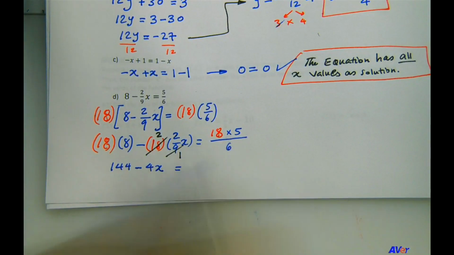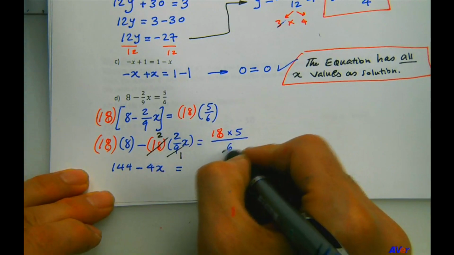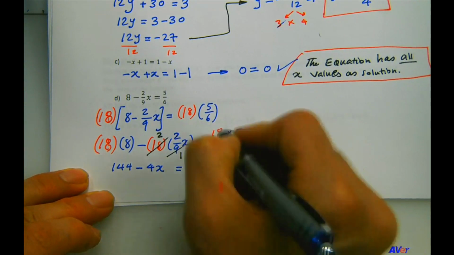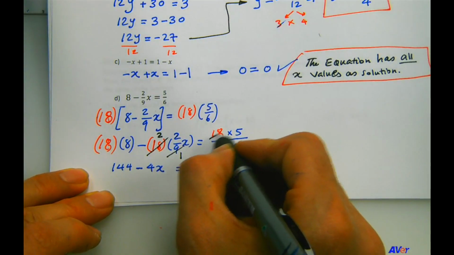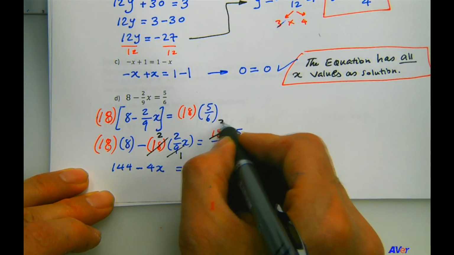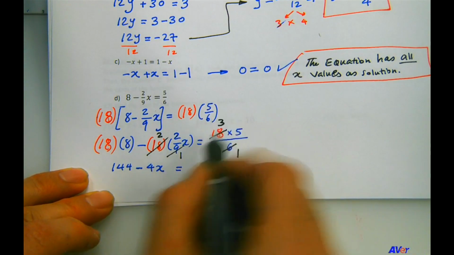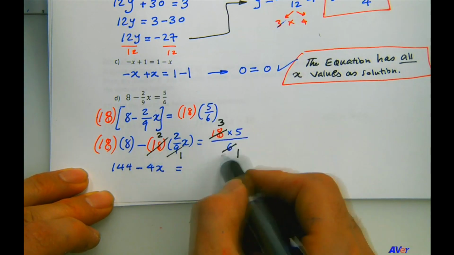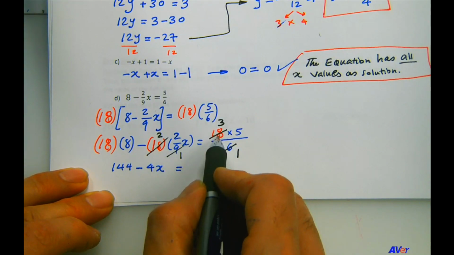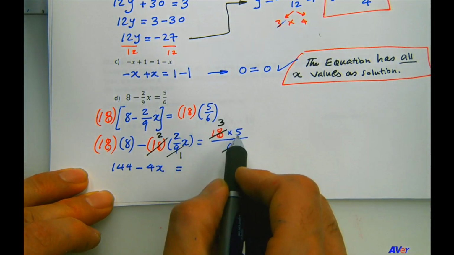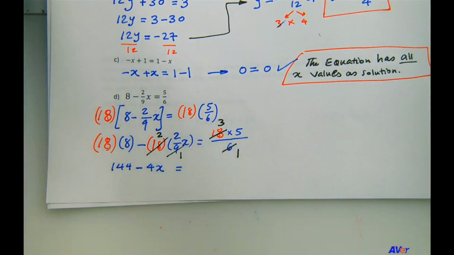Equals. Now here, the 6 goes away, we have 1. The 18 has a 6 as a factor, right? That 6 goes away, we have 3, right? 6 times 3 is 18. So that 6 and this 6 cancel each other out. We're left with 3 factor from 18. So 3 times 5 is 15.